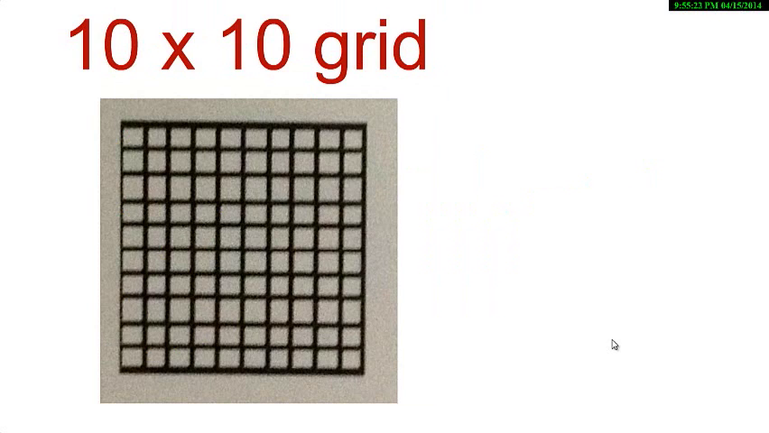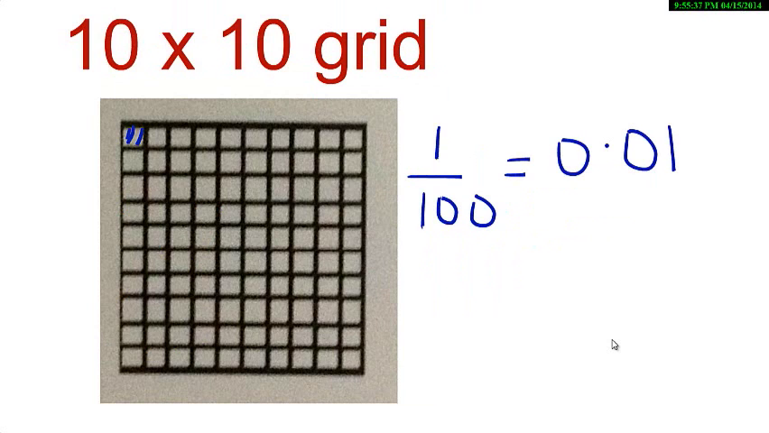This is a 10 by 10 grid. This grid has 100 squares. If I shade one square, it represents 1 out of 100 or 0.01. There are 2 zeros in the denominator. Therefore, there are 2 numbers after the decimal point.